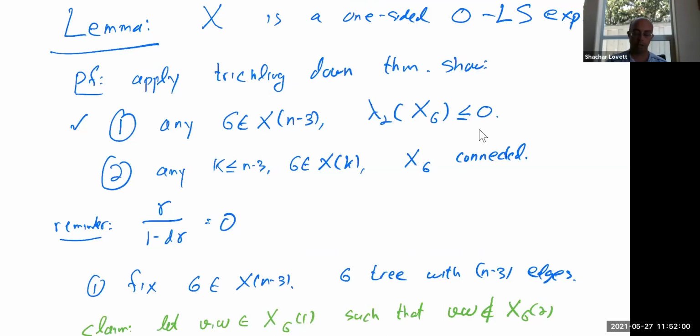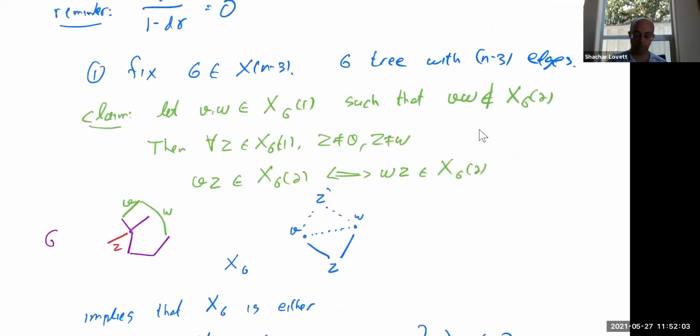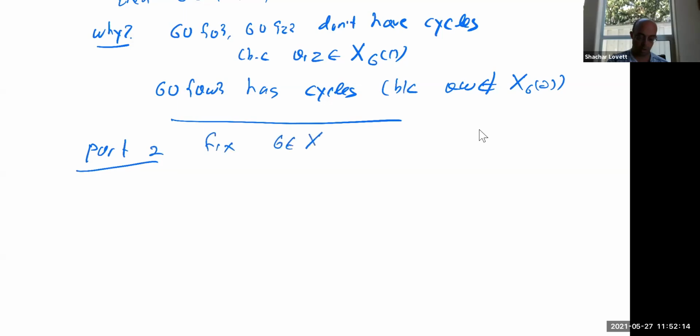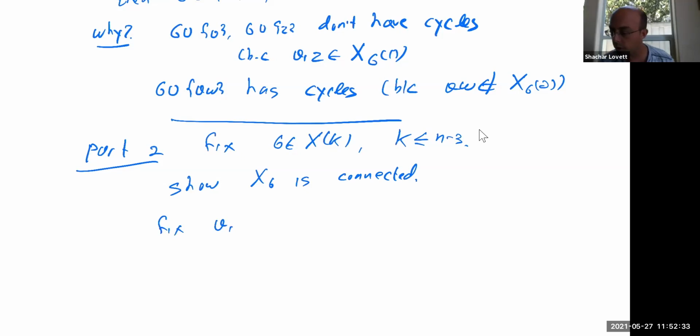So you want to prove that every X sigma is connected. Okay, so now part 2. So fix some sigma in xk, where k is at most n-3. We want to show that X sigma is connected. That's our goal. So again, let's fix two nodes here, and I'll follow the notations of the nodes, V and W in X sigma 1.